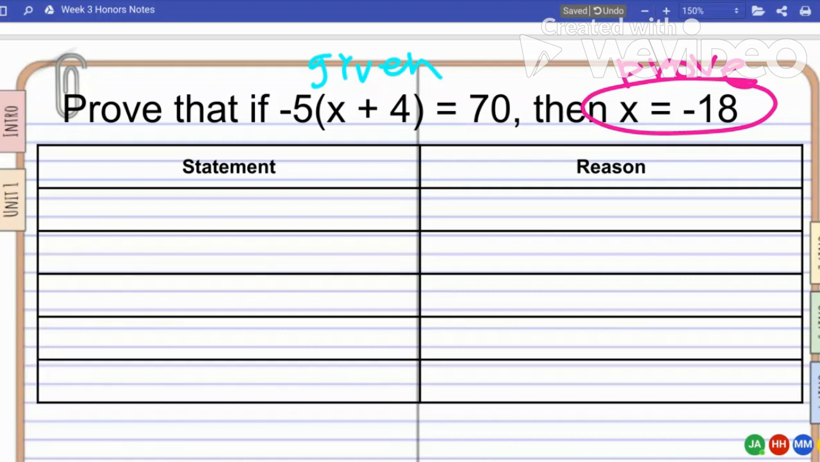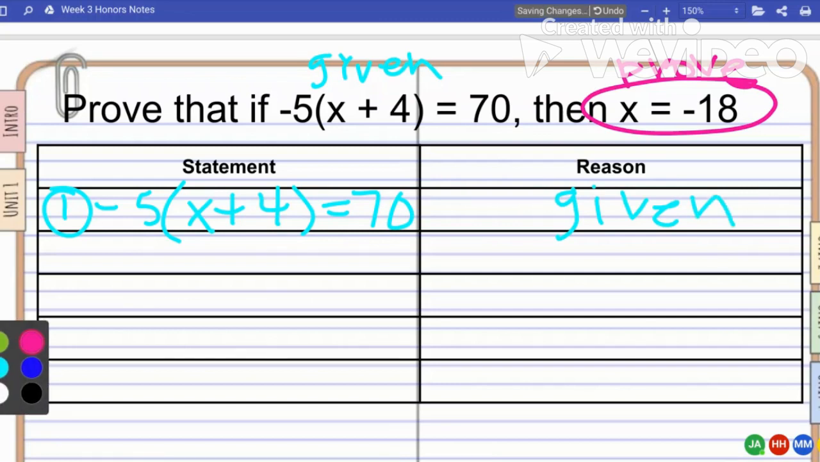So if you can ever do a proof in your life, you should get these two things right. The first box under the statements is always the given, which is -5 times the quantity x plus 4 equals 70. The reason that we can put that in that box is because it was given to me. In the very last box, under statements, we write x equals -18. That's what we're trying to prove.